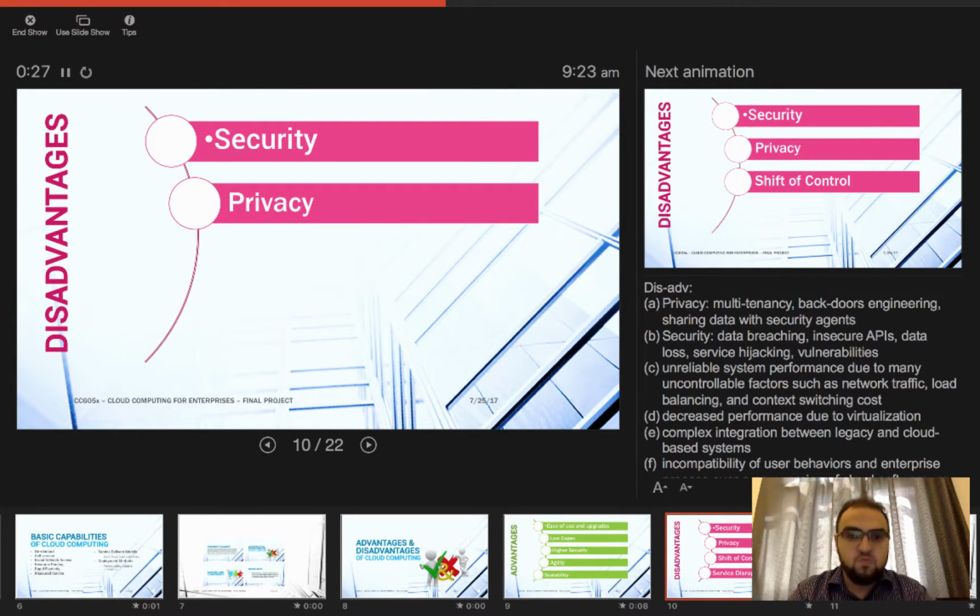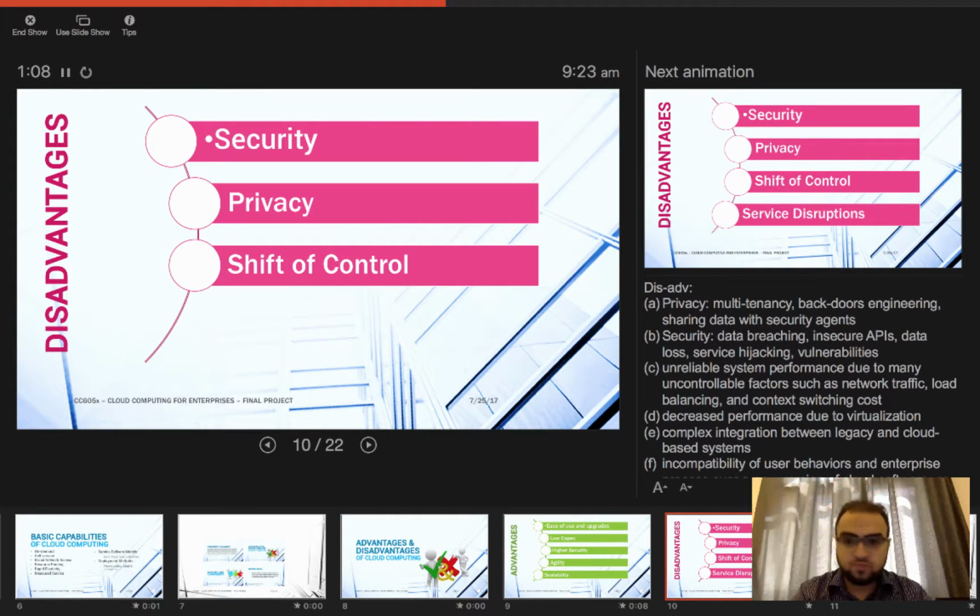On privacy, you have some concerns in case of using the multi-tenancy model of deployment, where two companies or two clients have their information together on one hard disk or one server. This multi-tenancy setup causes some privacy issues, as well as backdoor engineering that could be done by the cloud provider, or sharing data with security agencies, like what happened with Apple and the FBI scandal, as well as Google providing our information to the government.